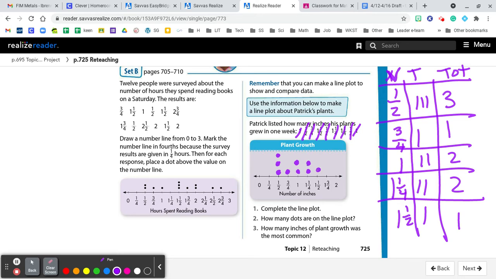How many dots are on the line plot? I should have 3 plus 1 plus 2 plus 2 plus 1, just to double check. So I should have 9. And I can double check there. 1, 2, 3, 4, 5, 6, 7, 8, 9. Make sure you got everything in there. How many inches of plant growth was the most common? 1 1/2 is the value that has the most data.